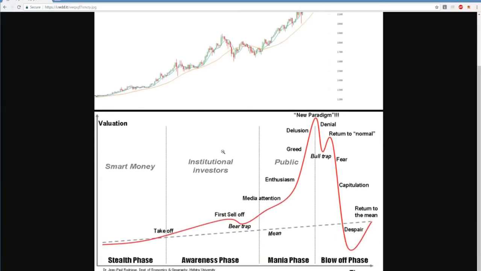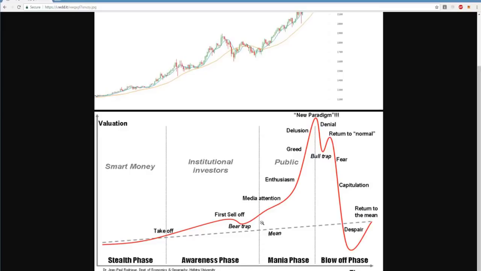So this is a chart that started to float around the Canadian MJ space towards the top. What you have here is the stealth phase, smart money getting in before anybody knows anything. Then we see it start to get its first attention. Institutional investors are coming in. That's the awareness phase. This is a good chart to keep an eye on and study.